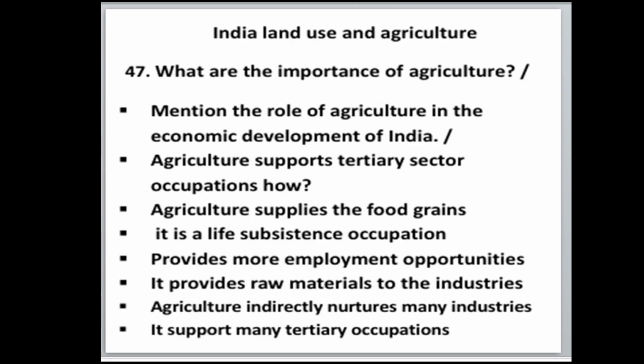So agriculture supplies the food grains. It is a livelihood occupation. It provides more employment opportunities. It provides raw materials to the industries. Agriculture indirectly nurtures many industries. It supports many tertiary occupations.